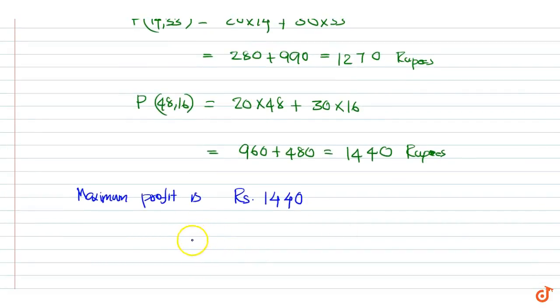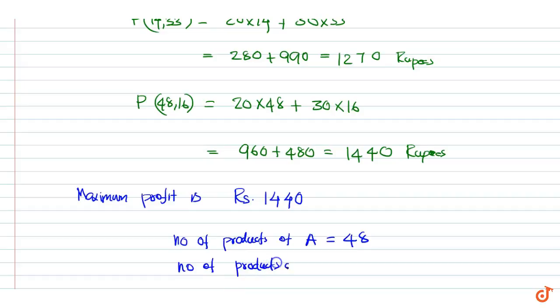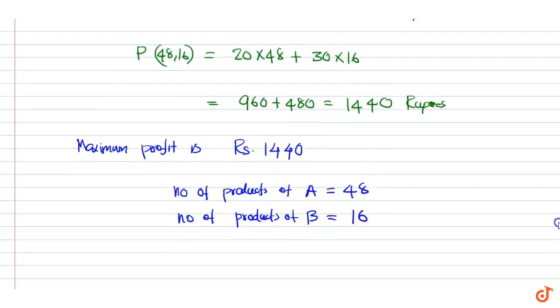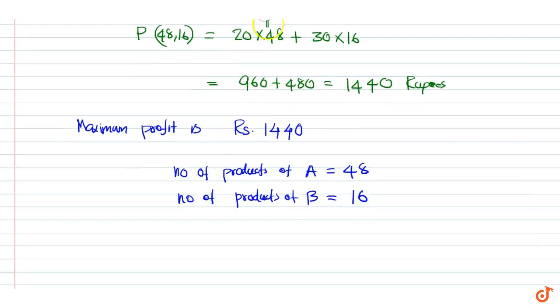And the number of products of A manufactured should be equal to 48 and number of products of B should be equal to 16. That is our answer. Maximum profit is this one, number of products of A is this one, and number of products of B is this one.